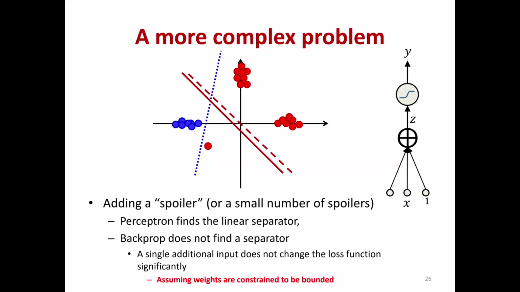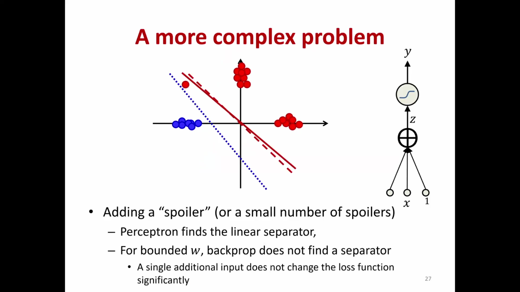Or let's say I perturbed this red dot and moved it here. Once again, the perceptron learning rule is going to find the decision boundary. Gradient descent is just going to move things a little bit, and it's going to make an error on that one instance. Or if I put this extra dot, which I'm calling the spoiler, out here, the classes remain linearly separable. So the perceptron rule is going to find the separator, but gradient descent is not.